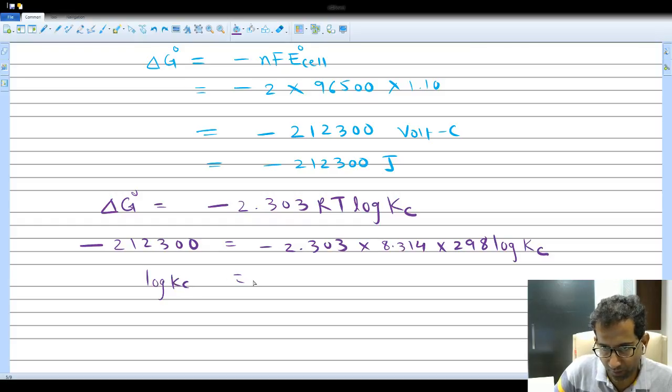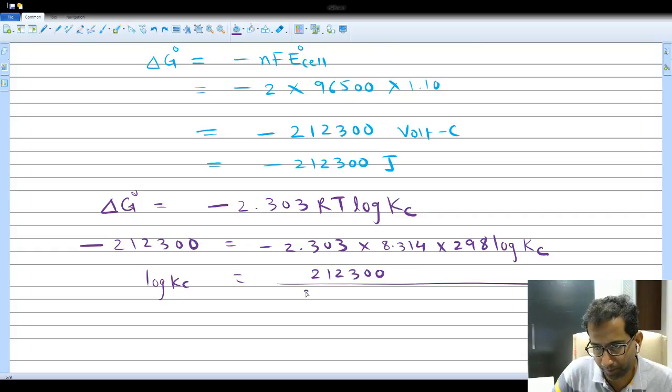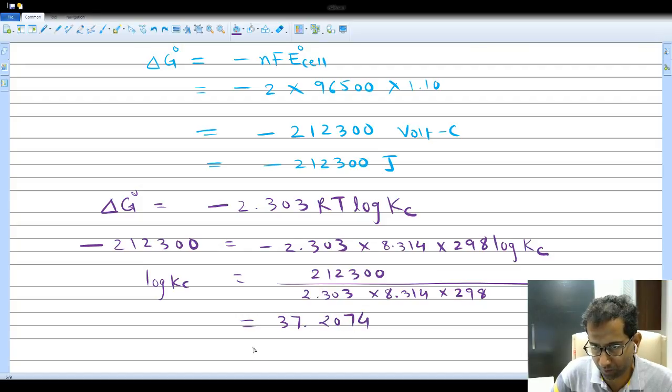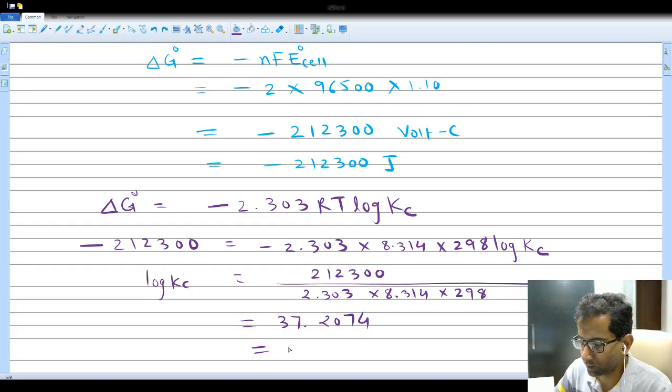Log Kc equals 212,300 divided by 2.303 into 8.314 into 298. So it is 37.2, the log of 27.4.